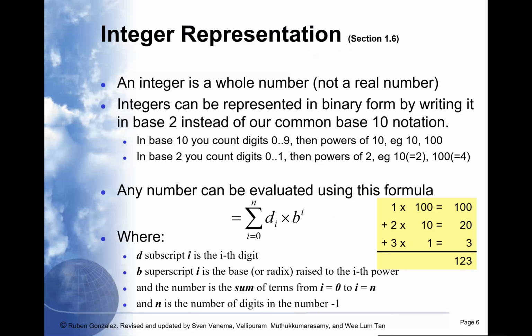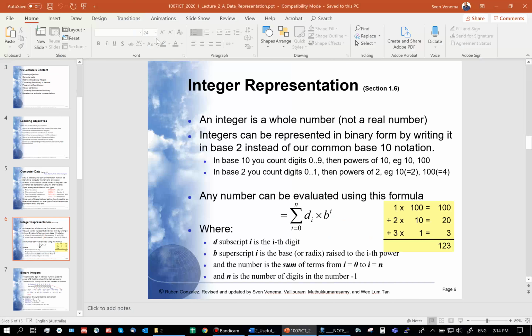So if you look at this page, there's a summation symbol in the middle there. That's a little bit detailed. I'm going to go through that in a slightly different way. But an integer is a whole number, not a real number, so not something with a decimal point. We're going to keep it simple. We'll talk about decimal numbers later. Integers can be represented in binary form by writing them in base 2 instead of our common base 10 notation. So before we go on here, I'm just going to talk about base 10 and its relationship to base 2 and so on.